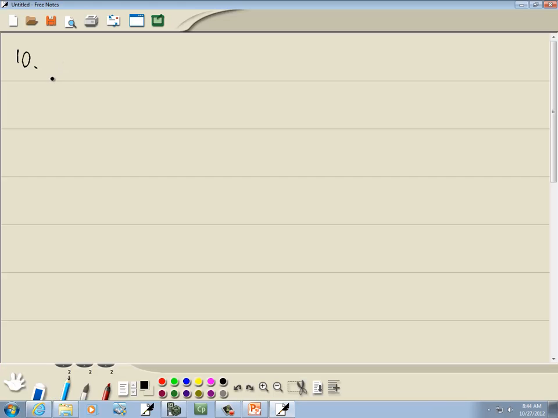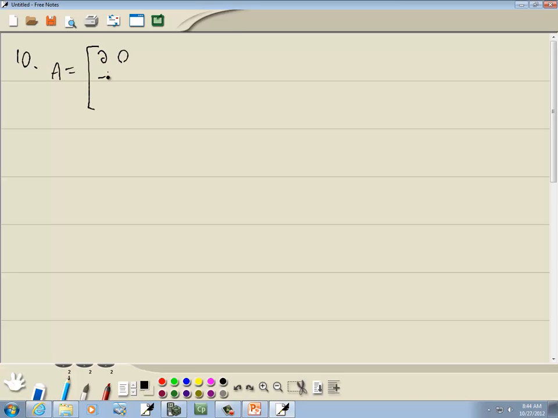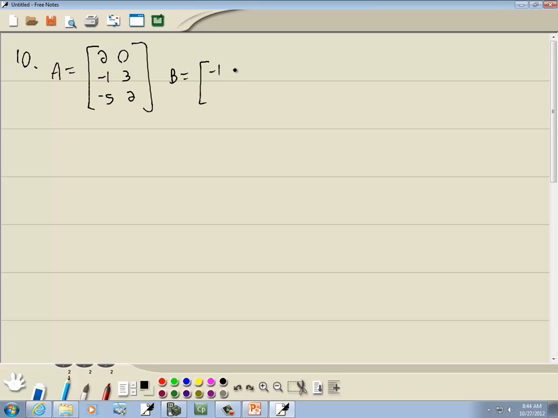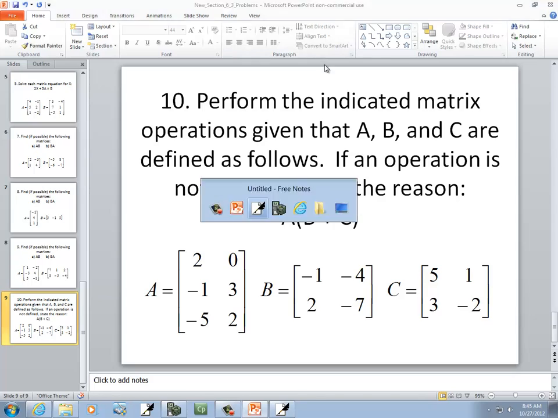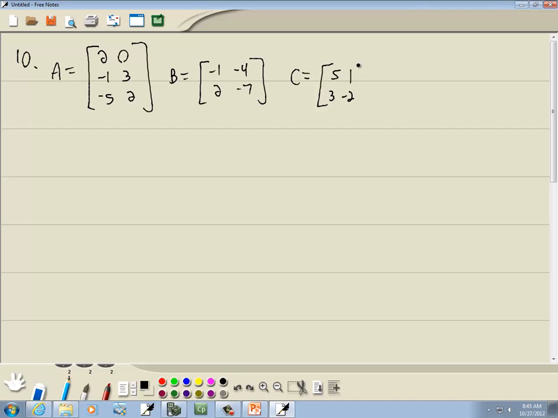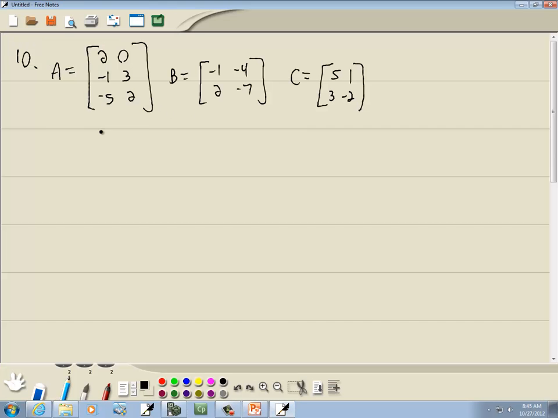Okay, so we got A is equal to 2, 0, negative 1, 3, negative 5, 2, and B is negative 1, negative 4, 2, negative 7, and C is 5, 1, 3, negative 2. And let me double check all those. Okay, we want A times B plus C.